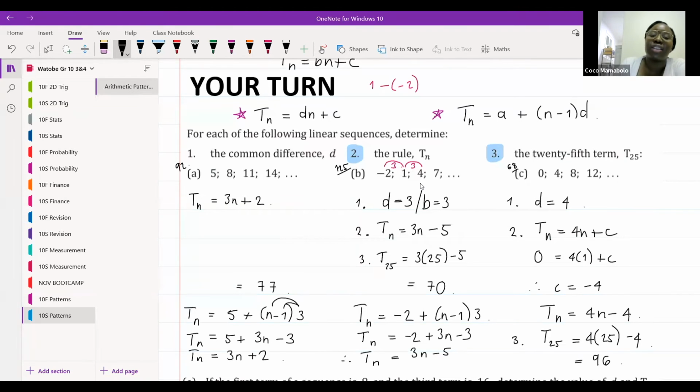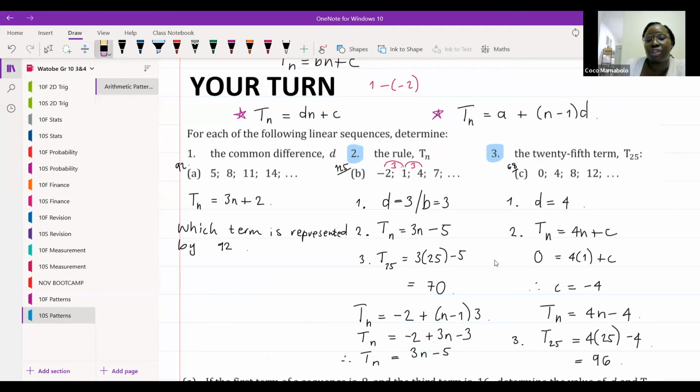Now I say to you, which term is represented by 92? Which term is 92? How are we going to use our general term or a general formula to find which term in the sequence 92 would be? Okay, who has an idea? I know you guys know how to do it.